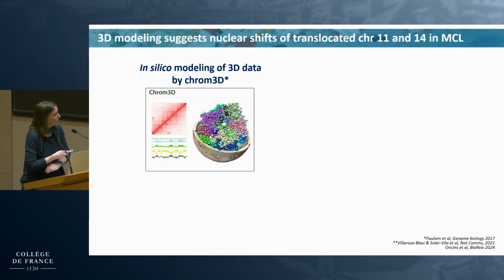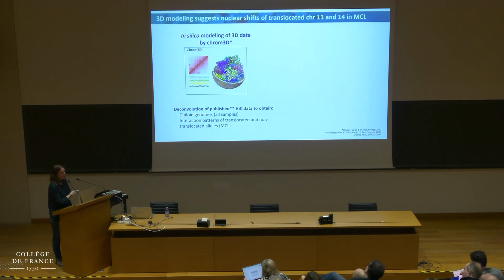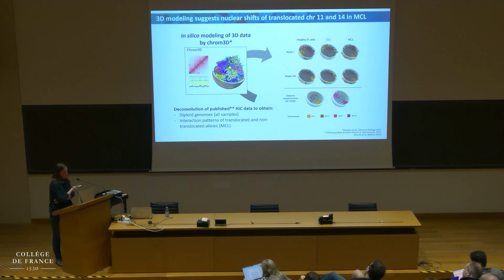So we took our mantle cell lymphoma specific Hi-C data, and we did in silico modeling of their 3D genome structure at the full nuclear level. So basically what we did is we deconvoluted published 3D interaction data to get diploid genomes and to get interaction patterns of the translocated and the non-translocated alleles. So we could basically separate those two. And then we built models.